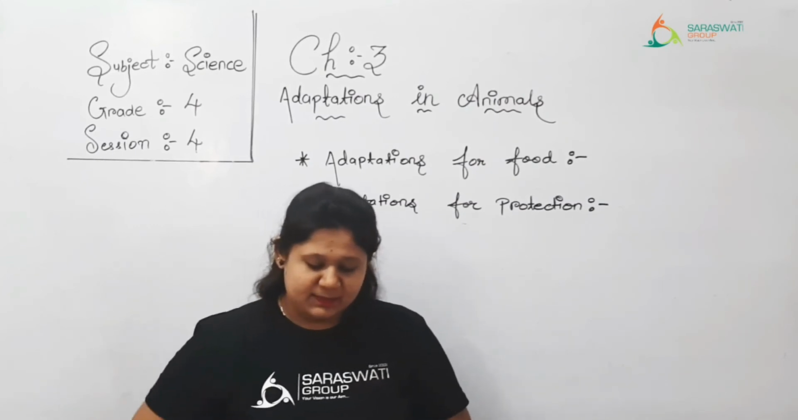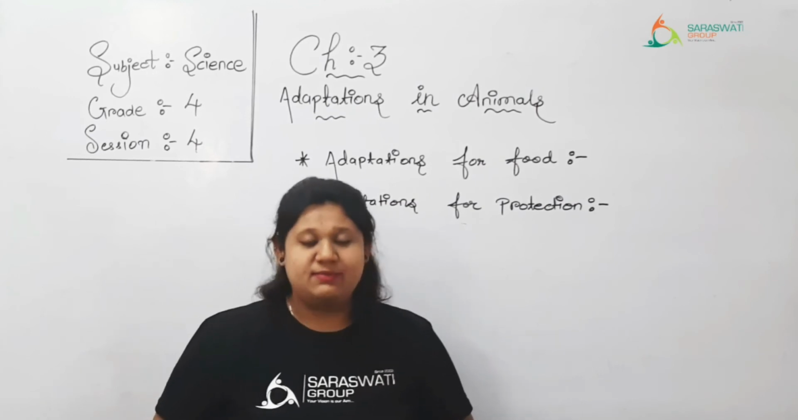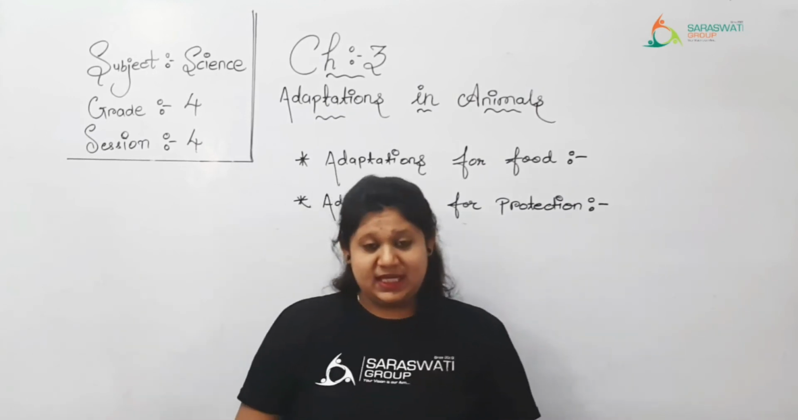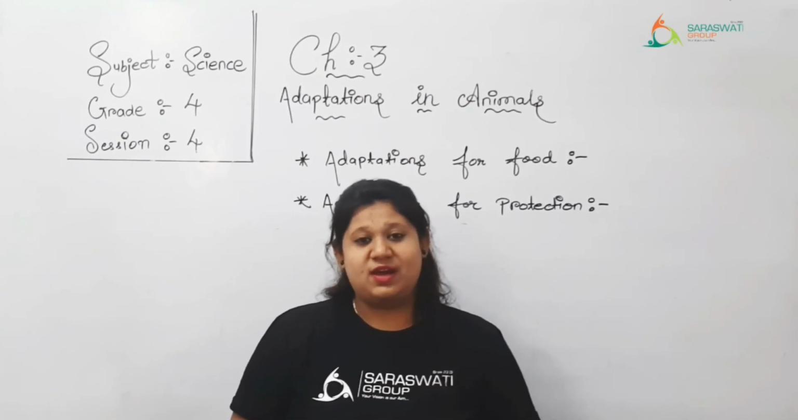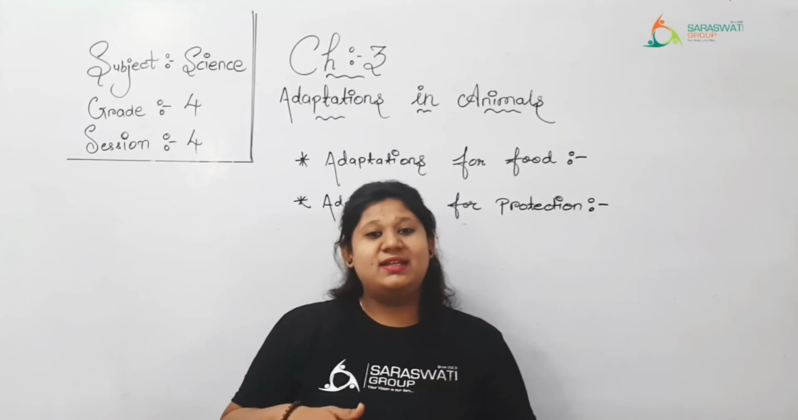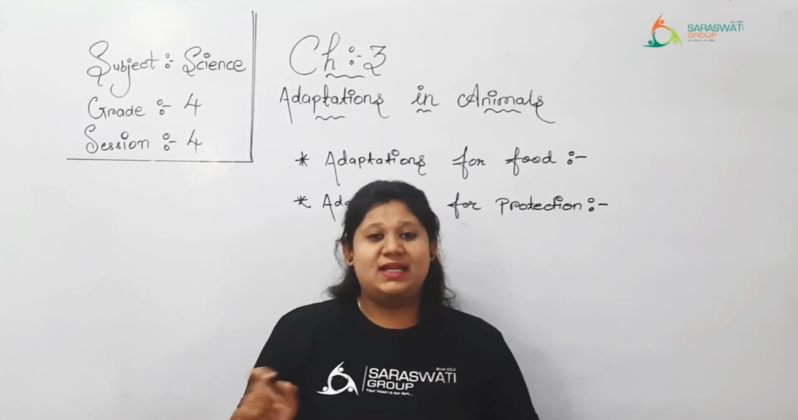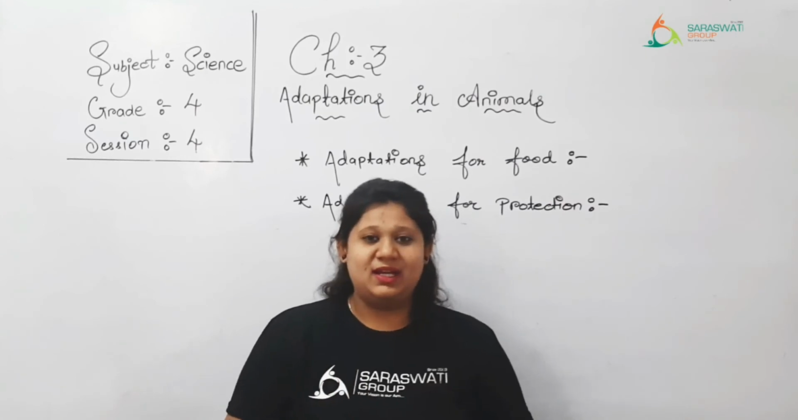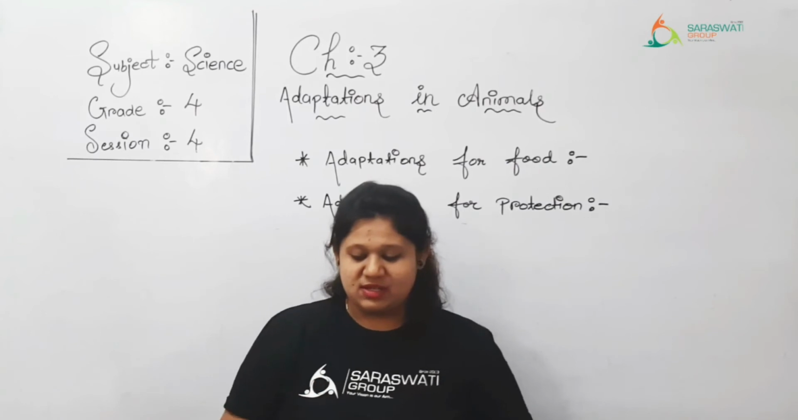Such an adaptation helps them to blend with their surroundings so that other animals cannot spot and kill them for food. If they change themselves according to the surroundings, the predator cannot easily identify them, right? The prey cannot be easily identified. So that type of animals are called camouflage.